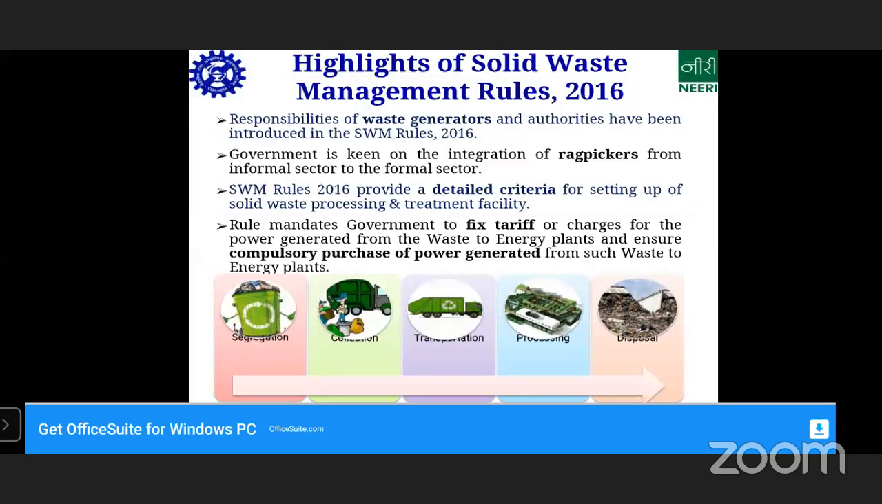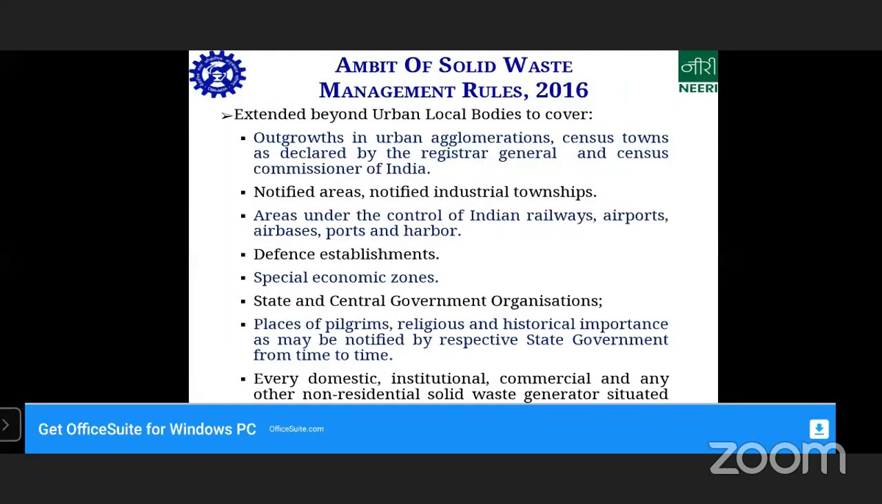Then it also has detailed criteria for setting up any solid waste processing facility or treatment facility. So all these things are being introduced in this. Then there is a fixed tariff or charges given to waste to energy generation plants, for the people who are operating them. There is also some kind of subsidy given to these people. Now this is also extended to the urban local bodies.